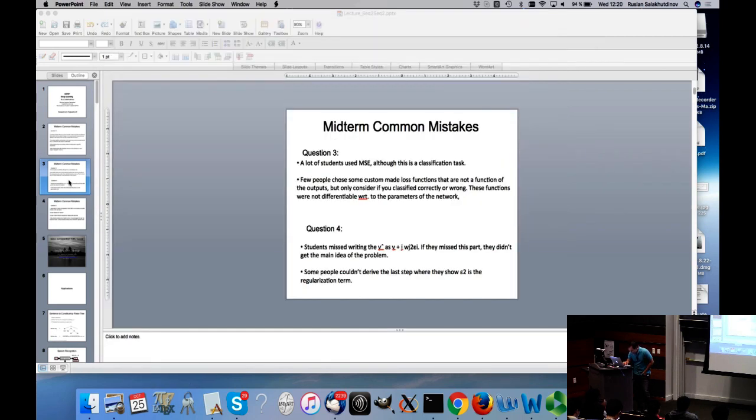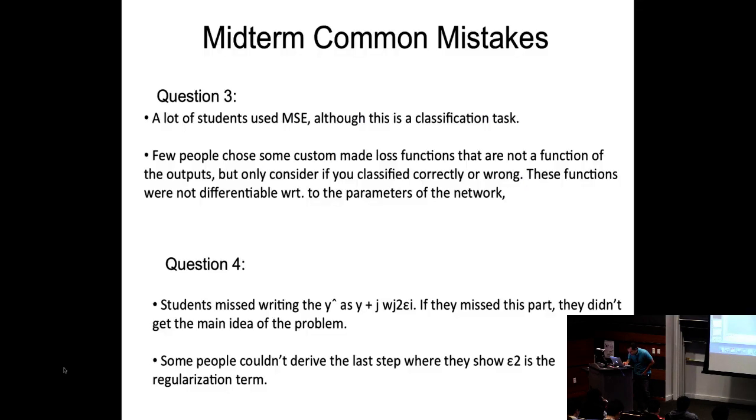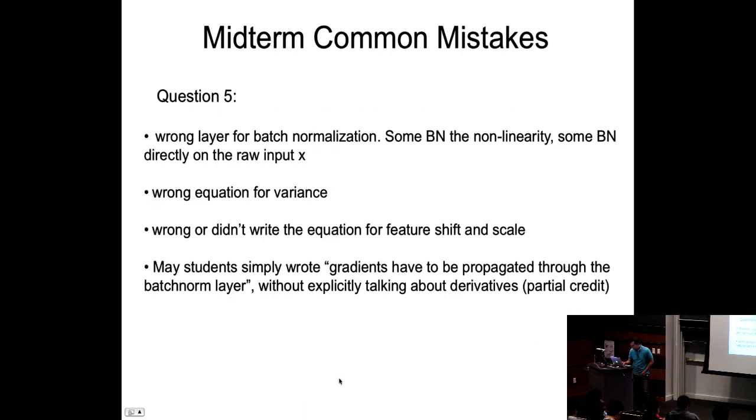So let me see if I've missed anything. I've written down, students forgot writing the first step. Some people couldn't derive the last step. They would show that this is for the previous problem, the regularization term. Question 5: wrong layer for batch normalization. Some applied it directly on the raw input. Wrong equations for variance. Some people didn't quite get the variance right. Didn't get equations for the feature shift and scale. Once you do batch normalization, you have to multiply it by alpha and add beta to it. Some people forgot that.